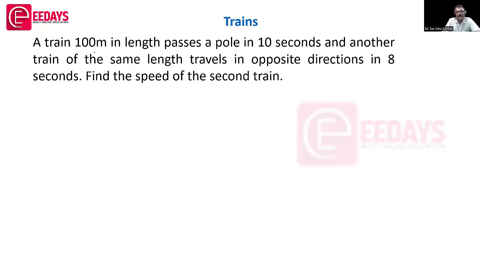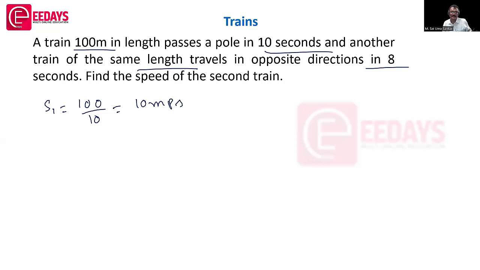Next, a train 100 meters in length passes a pole in 10 seconds. Another train of the same length travels in the opposite direction and passes it in 8 seconds. Find the speed of the second train. Here, the train length is 100 meters and it crosses the pole in 10 seconds. So S1 is equal to 100/10, that is equal to 10 meters per second.